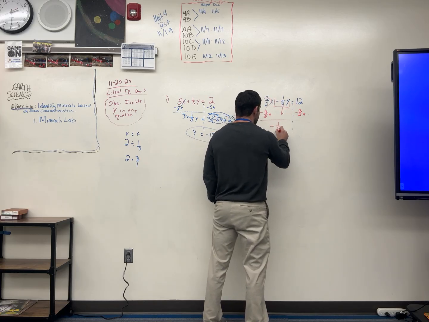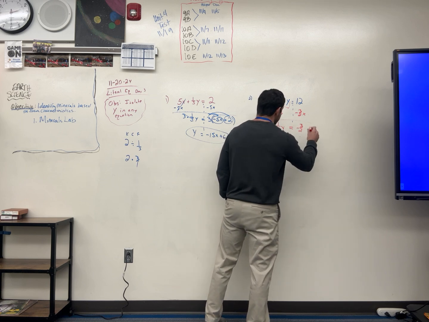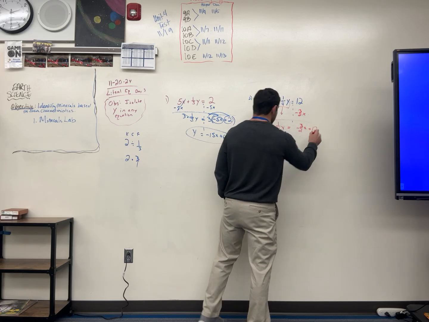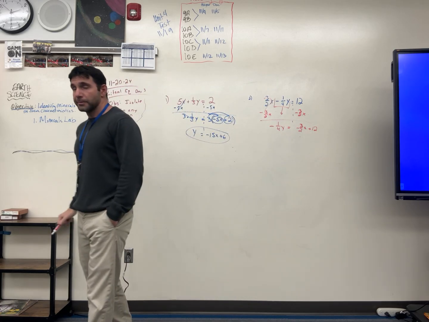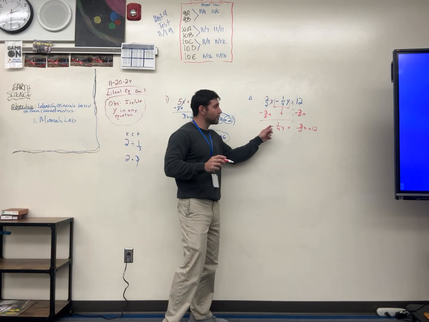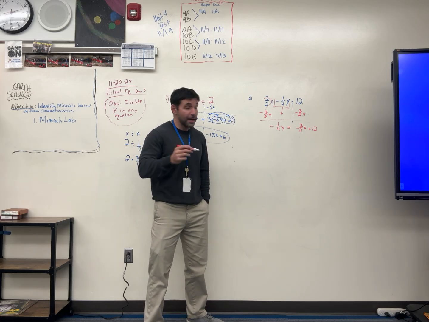So now I have negative 1/4 y equals negative 3 halves x plus 12. How do we get rid of that fraction? We have to do the reciprocal. Multiply by the reciprocal. What's the reciprocal of negative 1/4? Not just 4, negative 4.